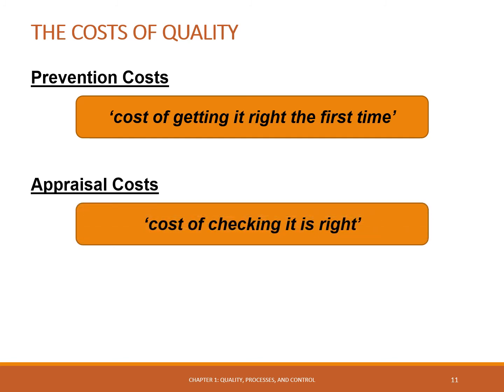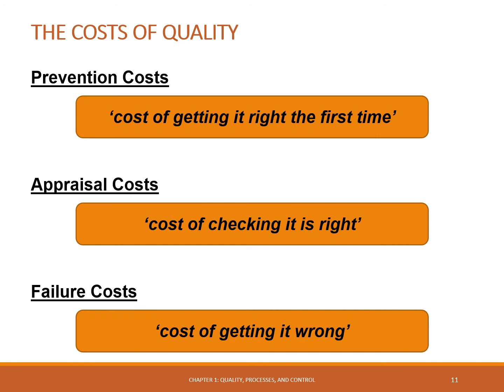Appraisal costs are the cost of checking it is right, which pretty much matches the description we provided in the previous slide. And the failure costs are the costs of getting it wrong. We'll see that reducing failure costs is one of the main goals of SPC in order to improve the quality of a product or service, keeping a competitive price.